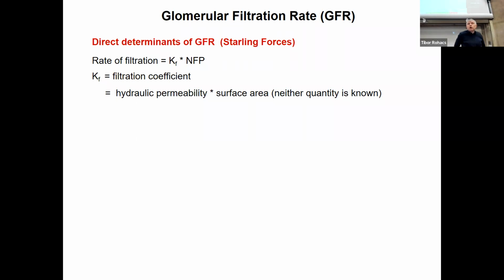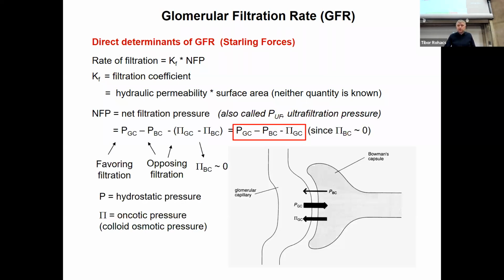So let's go to the Starling forces that determine glomerular filtration rate. The rate of filtration equals the filtration coefficient times the net filtration pressure. The filtration coefficient basically depends on the permeability and the surface area. Those are really hard to measure, but if you have, say, kidney fibrosis, that would decrease this filtration coefficient, but it's not something that can be very exactly measured.